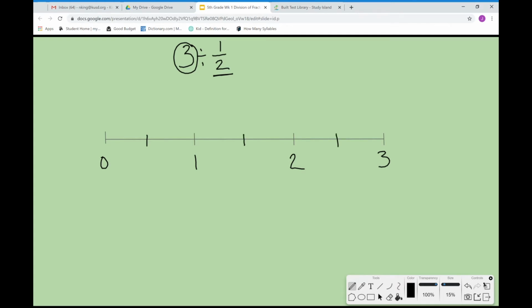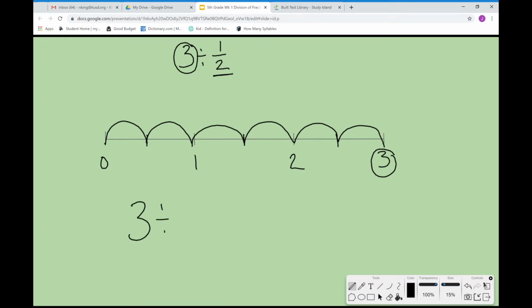Now we have to do the division. Just like we did in our last example, we have to count how many half pieces make up the 3 unit pieces. So let's count by halves to see. We have 1, 2, 3, 4, 5, 6 pieces. So 3 divided by 1/2 equals 6.